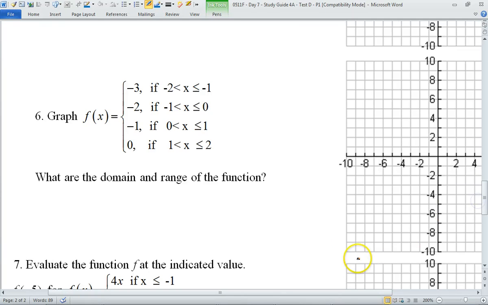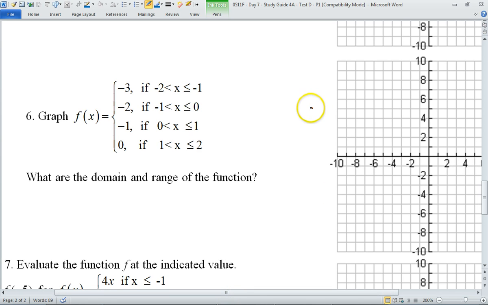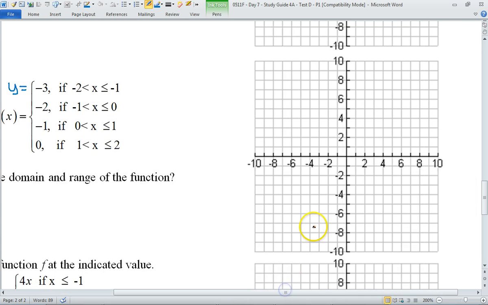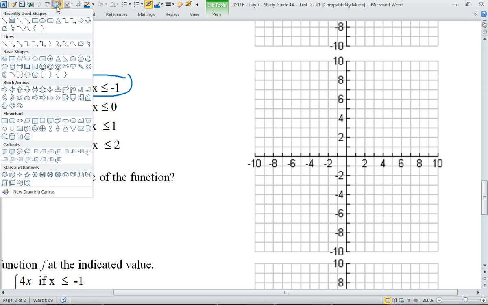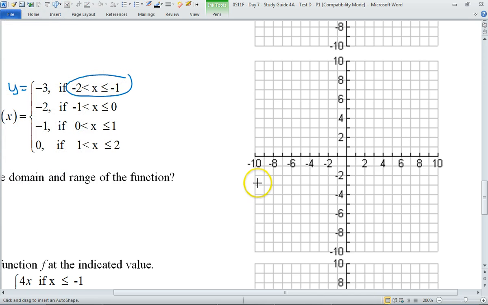Alright, number 6 is going to be a little hard to draw because they're so tiny. They're very tiny. These are all horizontal lines, okay? So we're talking about y equals negative 3. Y equals negative 3. That's a horizontal line at negative 3. But then I'm supposed to draw the part that's between negative 2 and negative 1. So I'm going to do this. Here's negative 3. Here's a horizontal line at negative 3 for you.